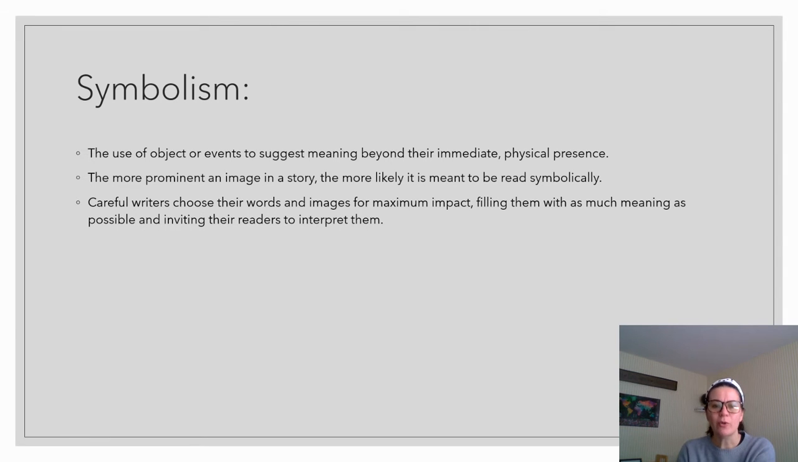Careful writers choose their words and images for maximum impact, filling them with as much meaning as possible and inviting their reader to interpret them. Writers want you to analyze and interpret what they wrote. They didn't do it just for the enjoyment of the story. Even looking at children's stories, there's always a lesson or moral behind them. Our job is to find it.